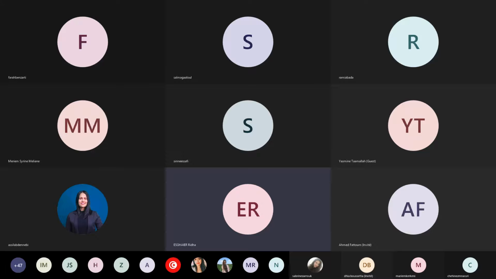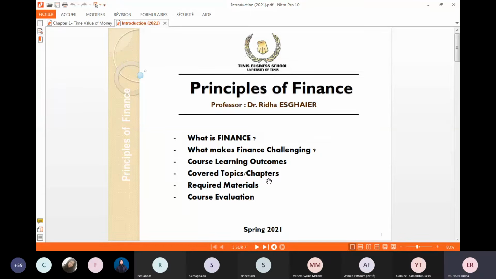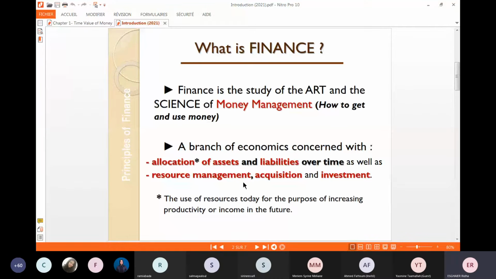This course will change the way you think about many things in your life, and you will notice this by yourself later. So let's start, if you want, with the definition, the meaning of finance. What is finance? Finance is simply the study of the art and the science of managing money. Finance will allow us to understand how to get money and how to use the money.